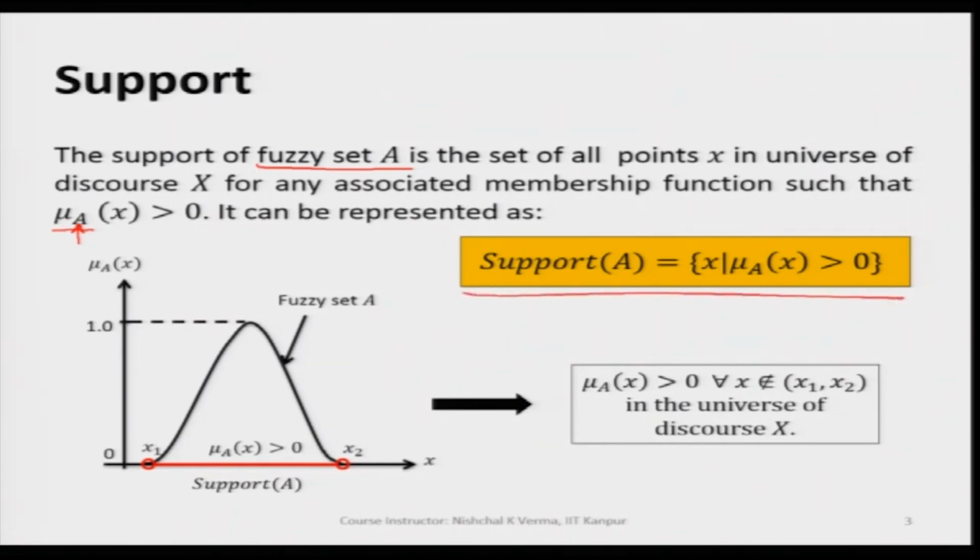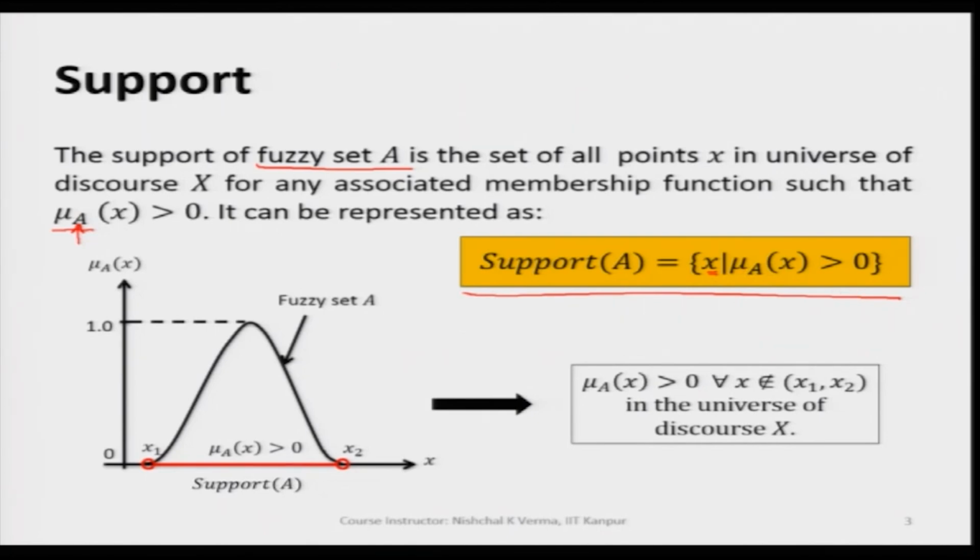We see that support of A is equal to the set, the collection of all the x, this x is nothing but the generic variable values, and this has been drawn from the universe of discourse. So, we will not be taking any value which is not there in the universe of discourse, and this is all the values of x for which mu A of x is greater than 0.